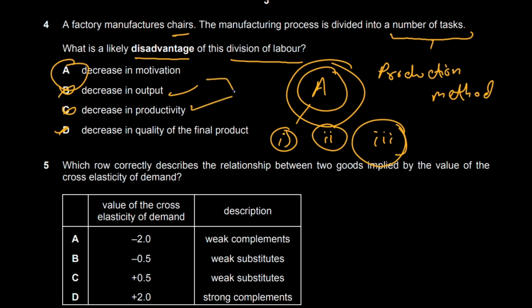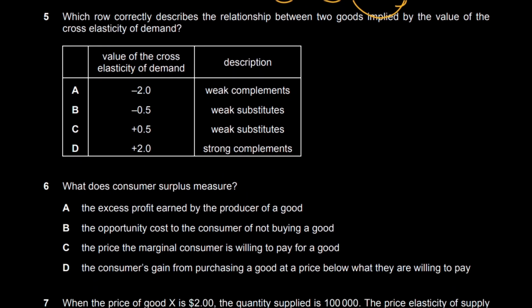Hence, when these two increase, the quality of the final product increases as well. So the answer is A. Question number 5 basically states: which row correctly describes the relationship between two goods implied by the value of the cross elasticity of demand.